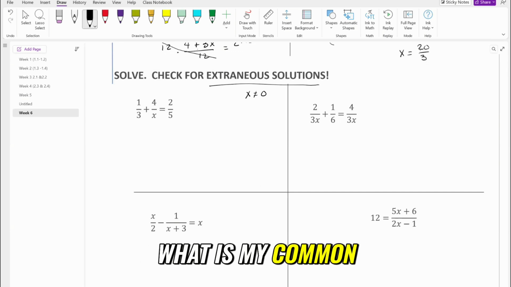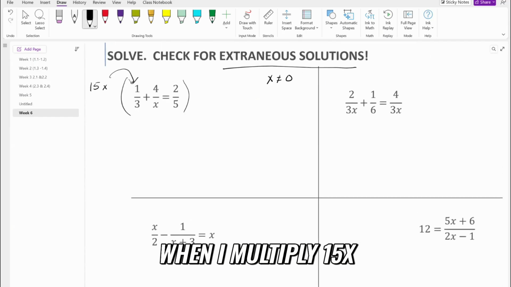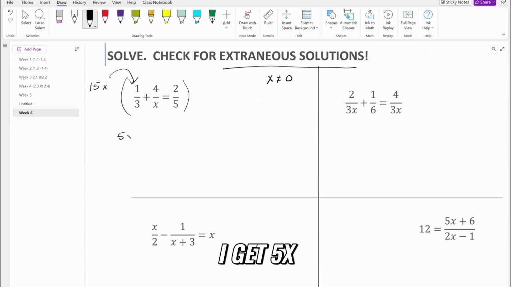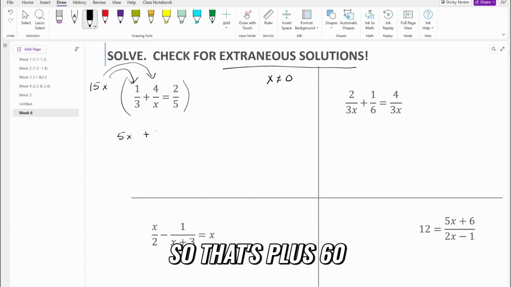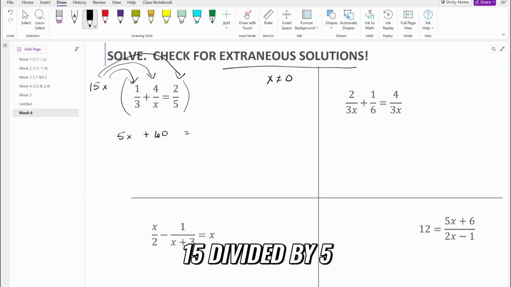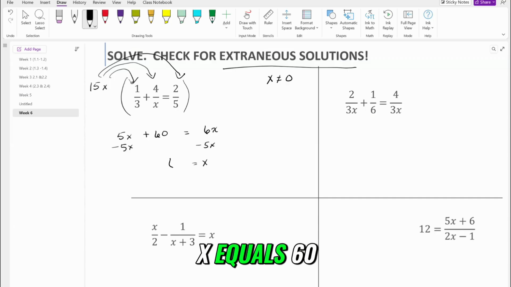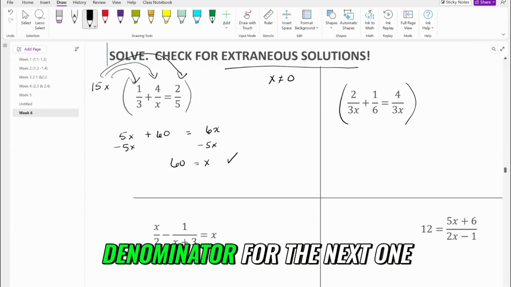All right, what is my common denominator for this one? 15x. So when I multiply 15x times 1/3, I get 5x. When I do 15x times 4 over x, I get 15 times 4 because my x's cancel, so that's plus 60 equals. When I multiply it times that, 15 divided by 5 is 3, so 3x times 2 is 6x, minus 5x plus 5x. And I get my x equals 60. x is not 0, so it's a good answer. We can keep it.